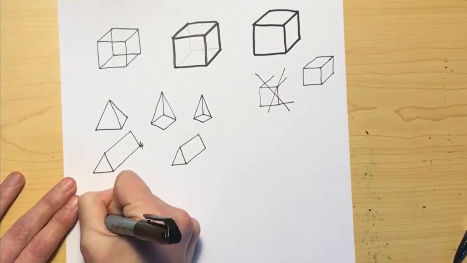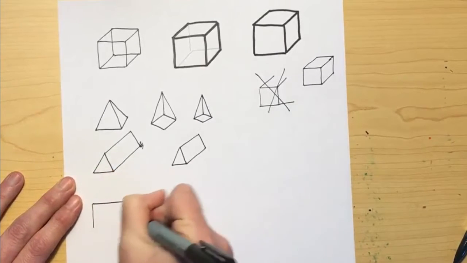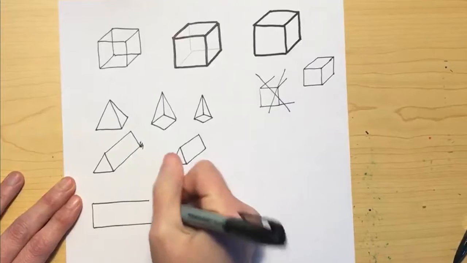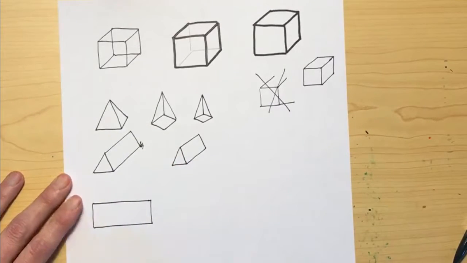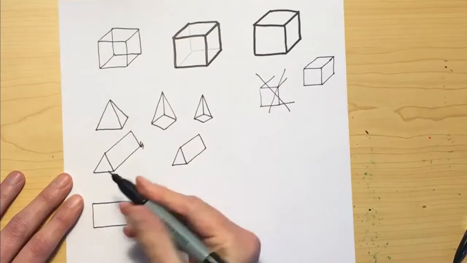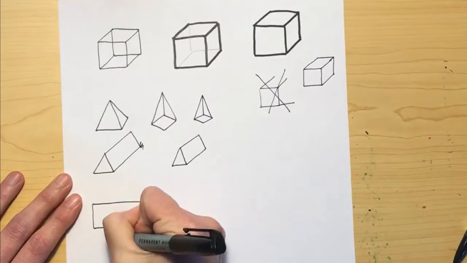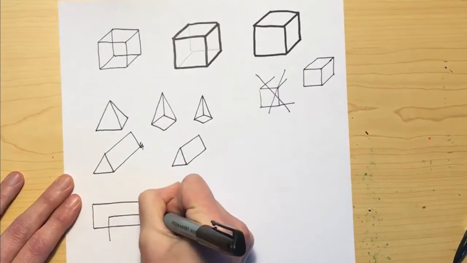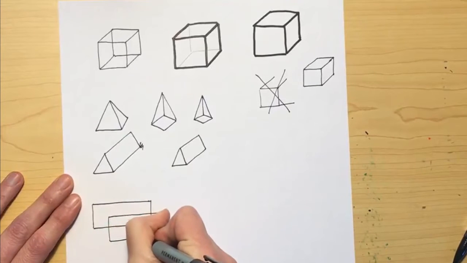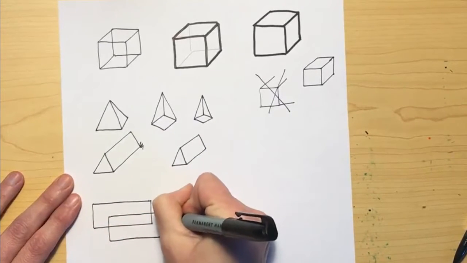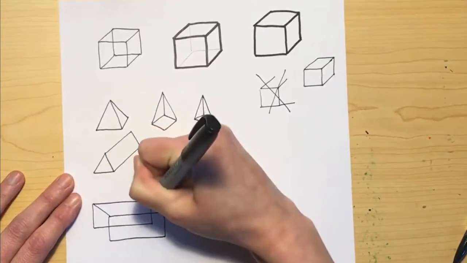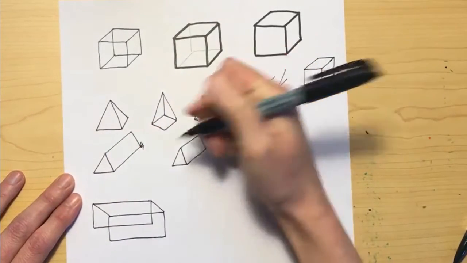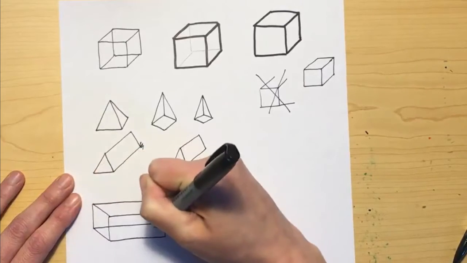Now let's try a rectangle. Rectangles, when they're 3D, are called rectangular prisms. So start with a long rectangle. This is going to be very similar to drawing your cube. Start with a corner that goes inside and draw a second rectangle. Then just like our cube, we're going to connect all the corners.